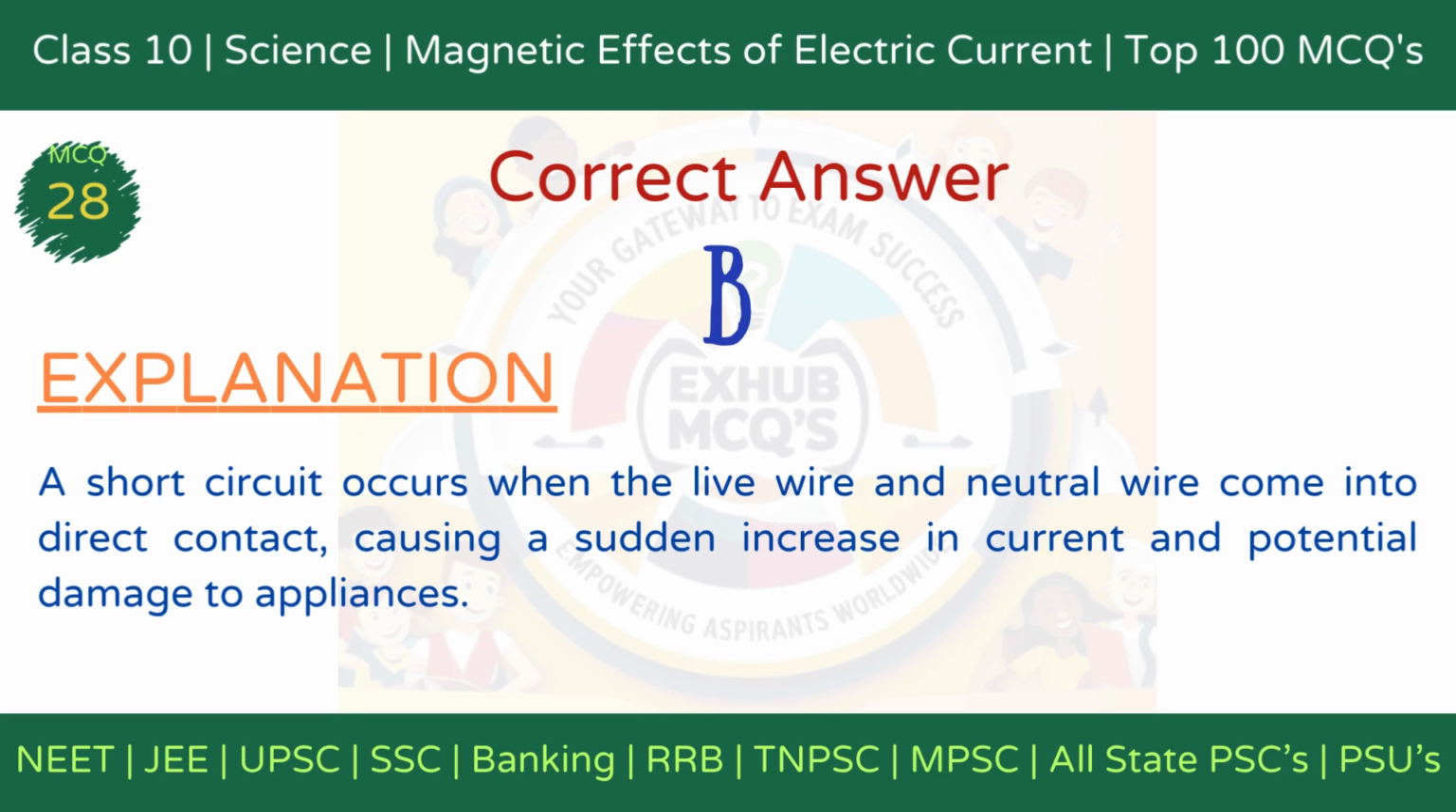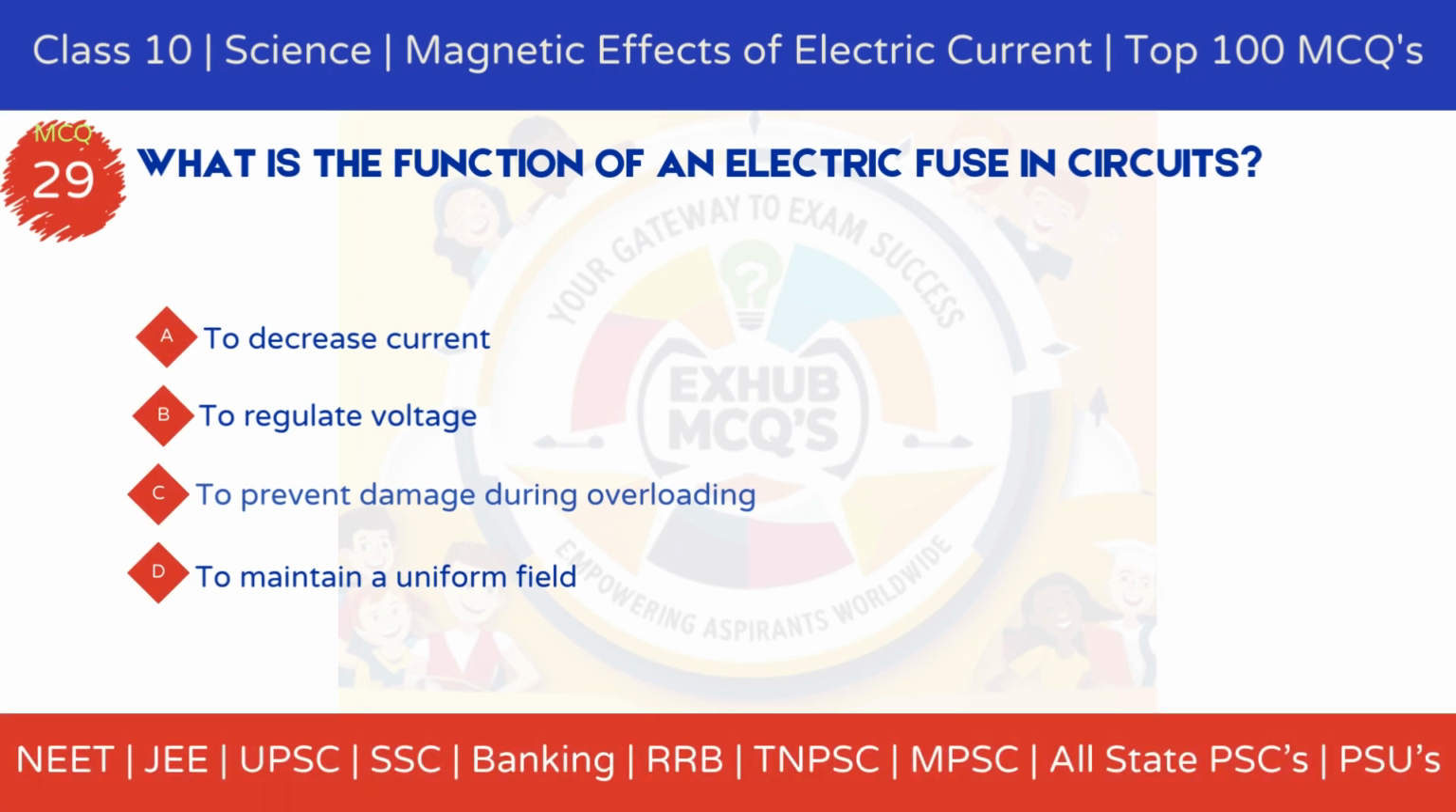MCQ 29. What is the function of an electric fuse in circuits? Option A, to decrease current. Option B, to regulate voltage. Option C, to prevent damage during overloading. Option D, to maintain a uniform field.